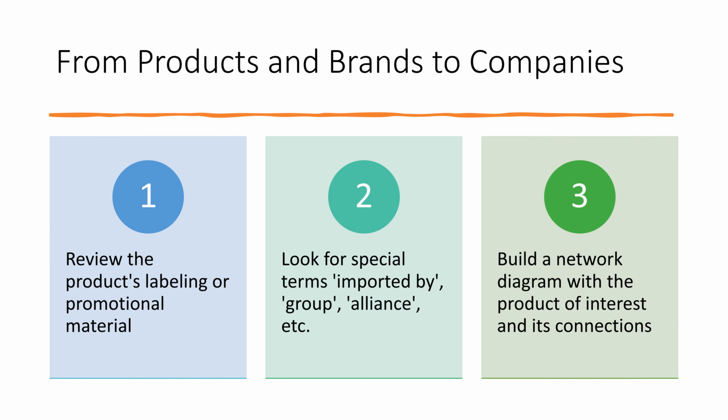If your research involves evaluating products or brands, you will want to map those to the company that produces that product or brand. You can start by reviewing product labeling or promotional material and looking for the manufacturer's name, typically in a smaller font and perhaps down at the bottom of the material. If the manufacturer's name isn't clear, look for special terms like imported by, or terms like group or alliance, and see what information you can glean there.